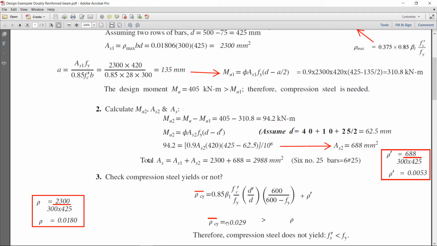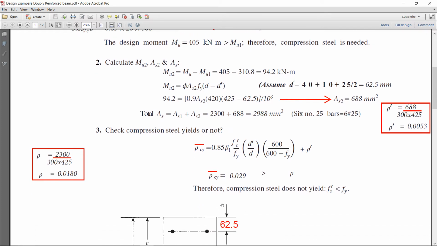So that is the minimum steel, compared against rho of tension steel, 2300 divided by bd. If our rho cy bar is greater than rho, it means our compression steel is not yielding. So now our compression steel is not yielding, and we have to use the revised value of area of steel. In this equation I used the assumption that our steel is yielding, but after applying the check we got the answer that our compression steel is not yielding.